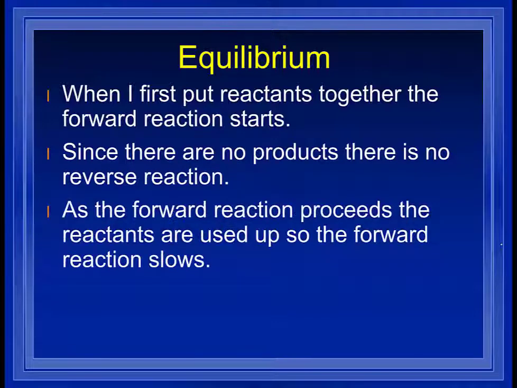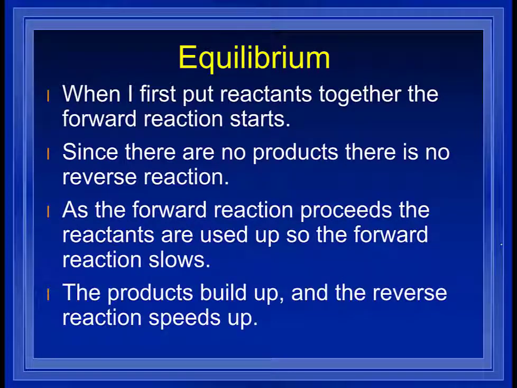Okay. But as the forward reaction proceeds, the reactants are going to turn into products. Well, if you use up the reactants, the concentration of the reactants goes down, so that reaction slows down. And the products build up, so the reverse reaction speeds up. The concentration of my products, I start off with none, then I have a little bit, then I have more, then I have more. And it's this interplay right here, that the forward reaction is slowing down and the reverse reaction is speeding up, that is going to lead us to equilibrium.